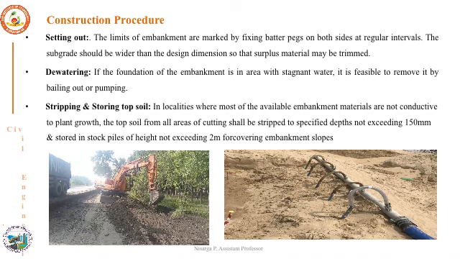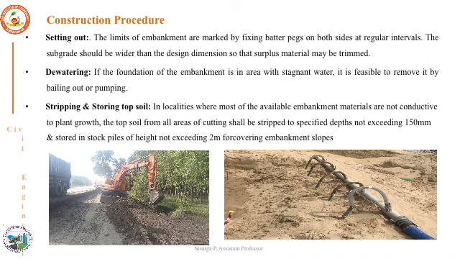The construction procedure involves, first, the setting out. In the setting out, first we have to establish the limits of the embankment and what the bottom width should be. The total width of the embankment is marked by fixing the batter or pegs on both sides at some regular interval. The subgrade should generally be wider than the design dimension so that the surplus material can be trimmed off in later stages. The next stage will be the dewatering.